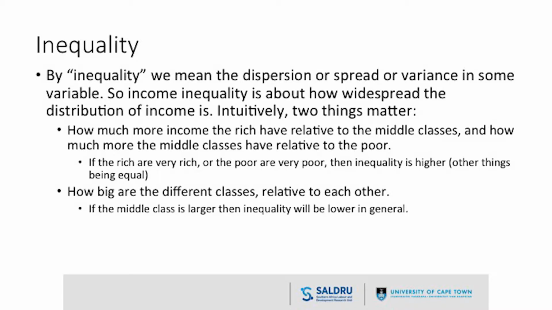So when we're thinking about income, which is what the whole day is pretty much about, we want to ask how rich are the rich relative to the middle and how poor are the poor relative to the middle. If the poor are very poor or the rich are very rich, we're going to have higher inequality. And second, how big are the different groups? If you've got a small group of poor people who are earning way out there, that's going to have high inequality. If you've got a large middle class, then by construction, the mass of your distribution is in the middle. And so it's going to be quite hard to have high measured inequality if you've got a large middle class.